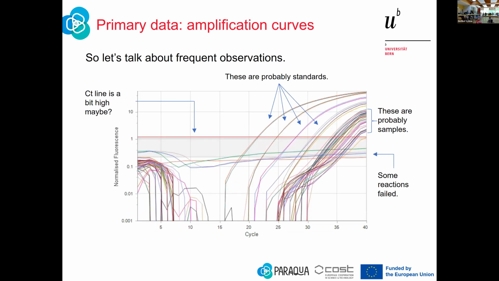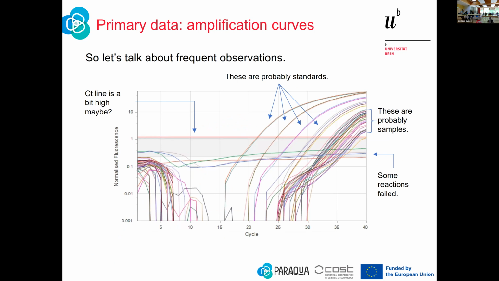In reality, this doesn't usually look that clean. So here you have a couple of reactions that failed completely. So you have to look at these curves. Never just take the table out of the machine, look at the curves and exclude those from analysis.